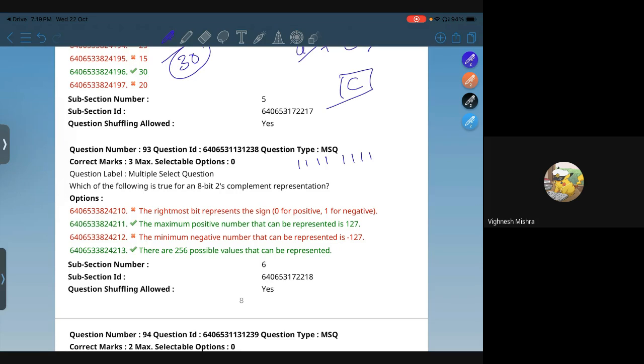In this, positive numbers go up to 127, and negative goes to 128, and then a zero, so overall that becomes 256. But if someone doesn't know how to calculate two's complement, just negate this number, or say take the complement of this number and add a plus one over here. So this will be your two's complement.